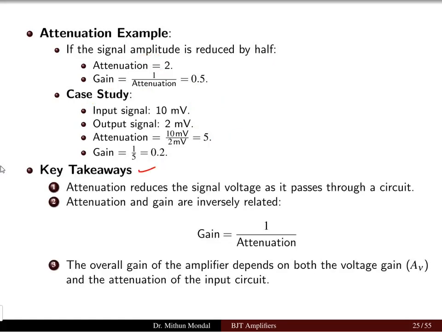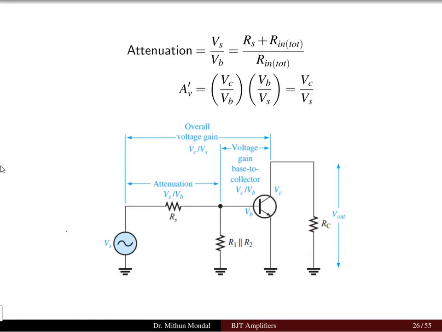So the key takeaways from this discussion are: attenuation reduces the signal voltage as it passes through a circuit. Attenuation and gain are always inversely related to each other, and the overall gain of the amplifier will depend upon both the voltage gain and the attenuation of the input circuit. So here we have the complete circuit that describes the attenuation effect, the voltage gain from base to collector, and then we get the overall voltage gain from the source to the collector.